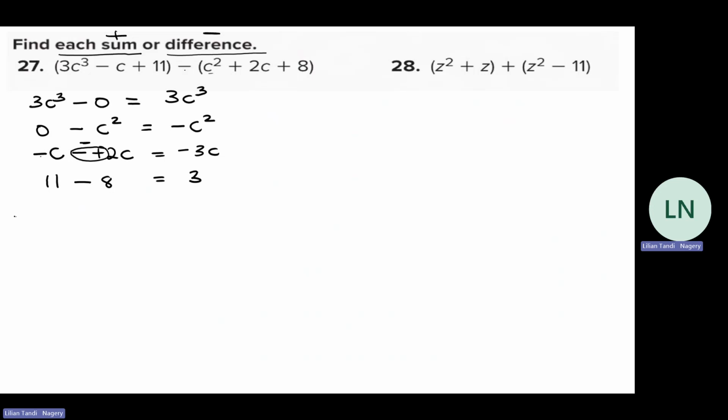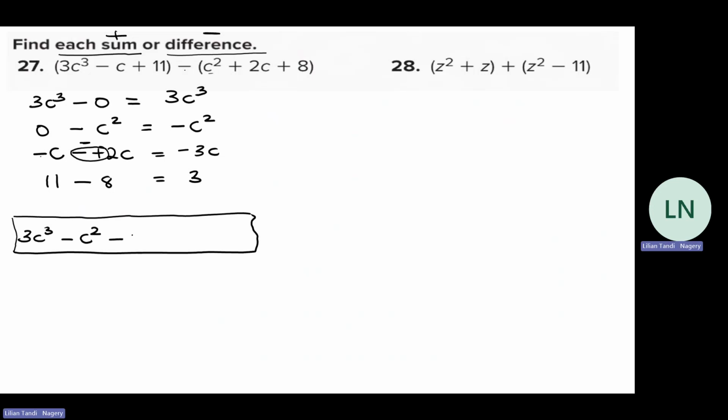So now let's write our answer. You start with the biggest exponent. The biggest exponent is who? 3c cubed, followed by negative c squared, followed by negative 3c, followed by positive 3. That's your answer. Remember, you can only add friends. And how do you know your like terms? Monomials are like terms because of the exponent, not because of the coefficient. It is the exponent that makes them like terms.